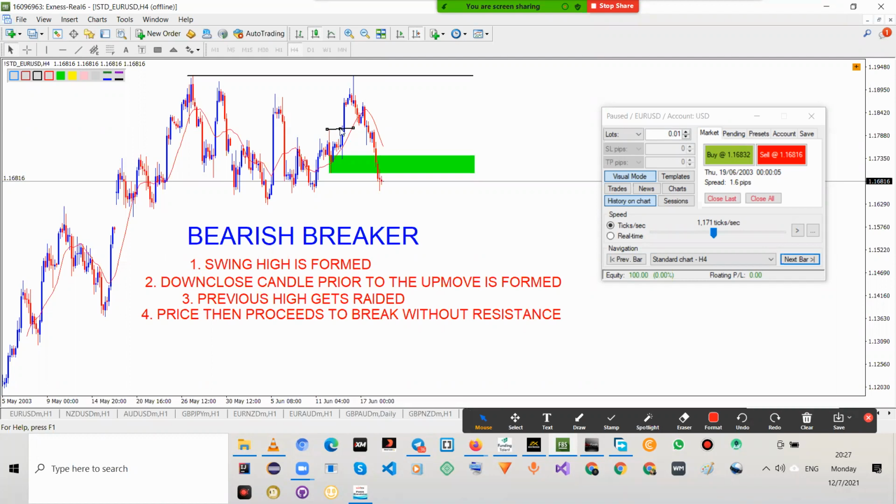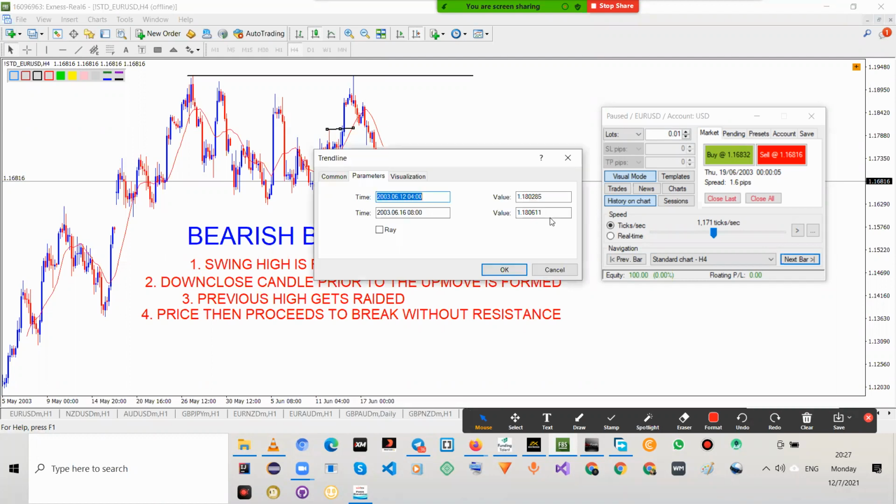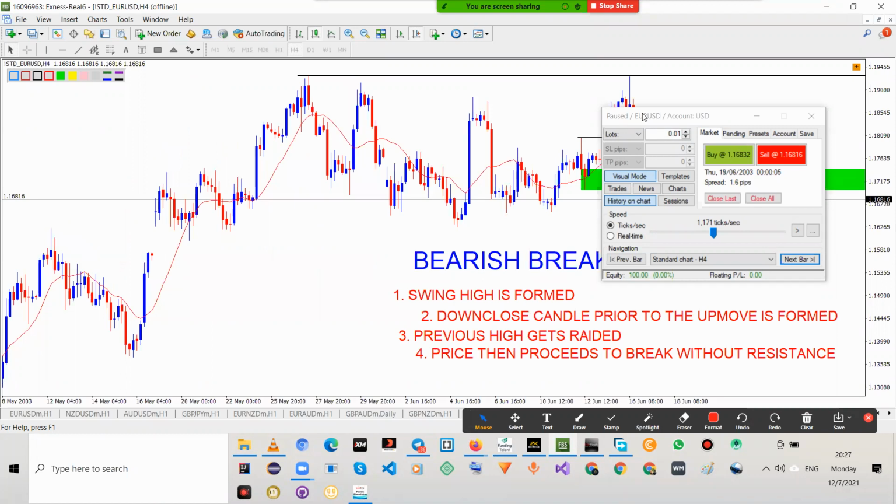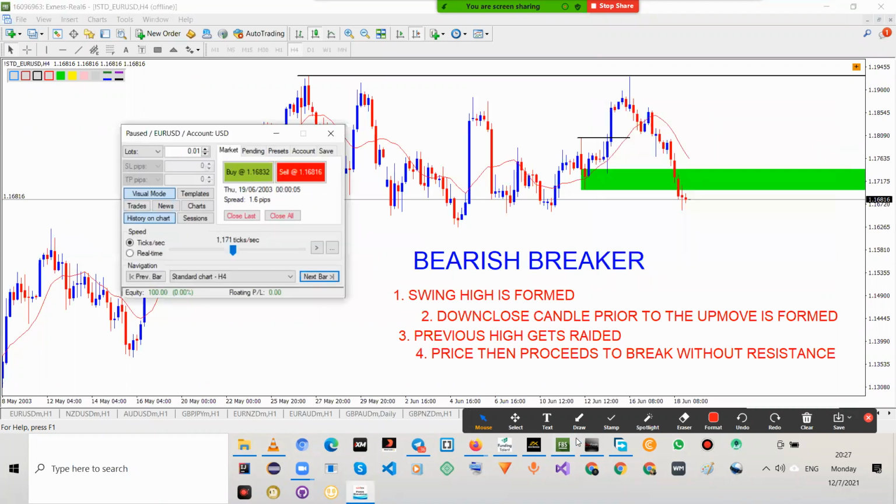Just copy, then paste. You just need to do it the same way that I'm doing right here. Don't change a thing. Now let me mark it. This is the swing high that I'm referring to.